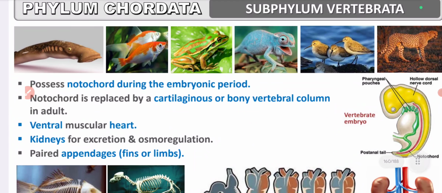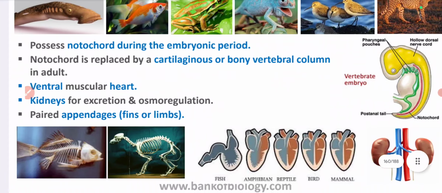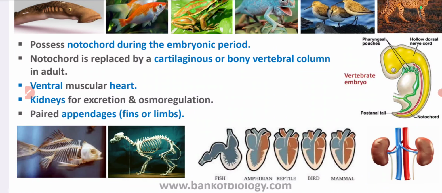Then Vertebrata possesses a notochord during the embryonic period. The notochord is replaced by a cartilaginous or bony vertebral column in the adult. They have a ventral, muscular heart, kidneys for excretion and osmoregulation, and paired appendages, fins or limbs.